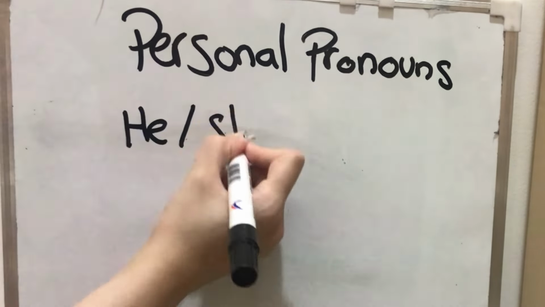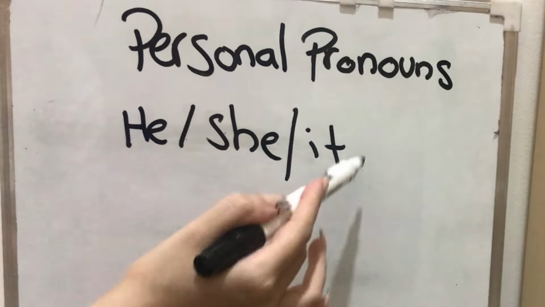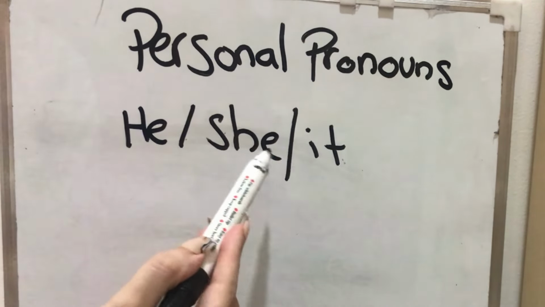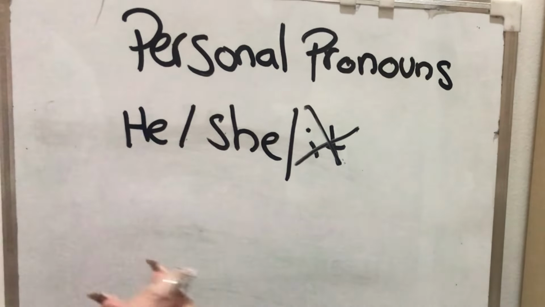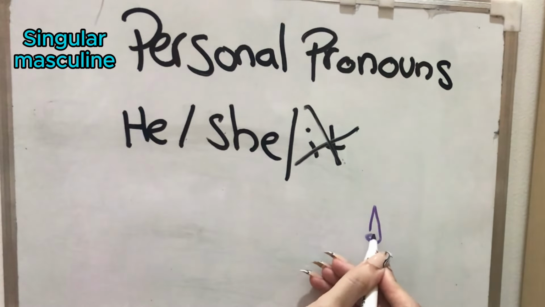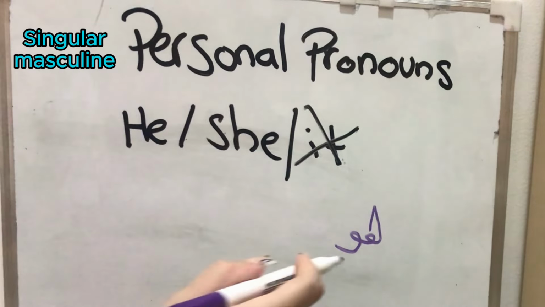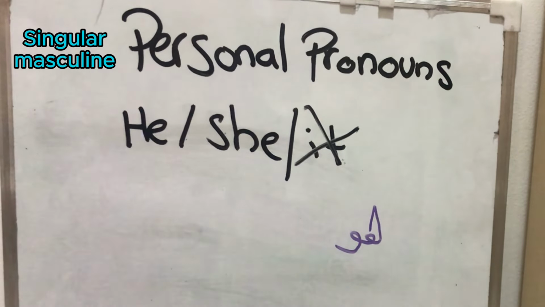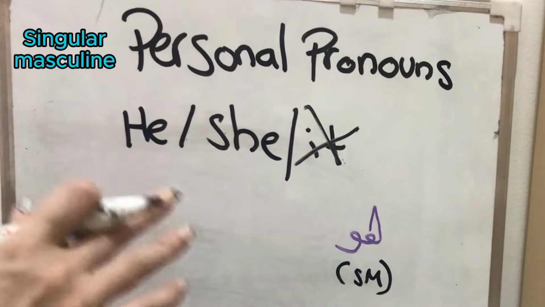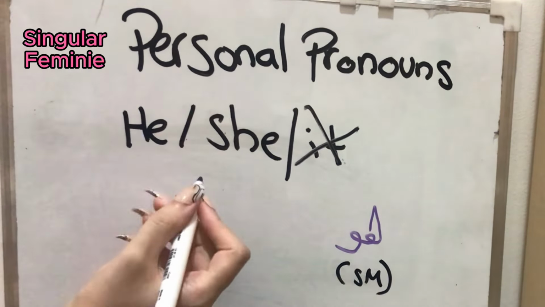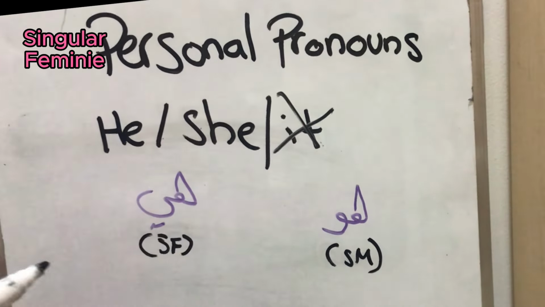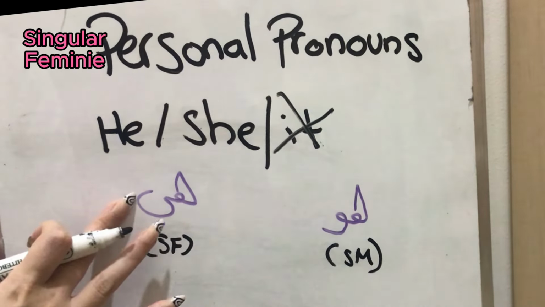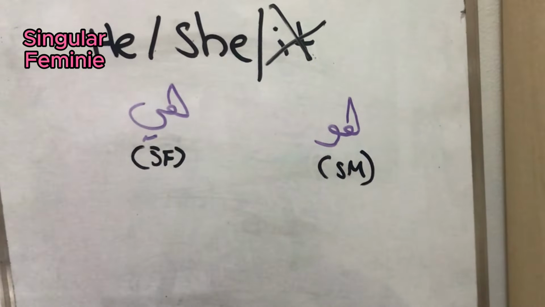Moving on to he and she. In Arabic, we don't have such a thing called it. It's always she or he. He is huwa. It's for singular masculine, and for singular feminine is hiya. Huwa. Hiya.